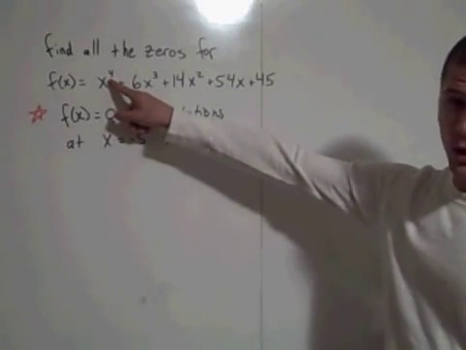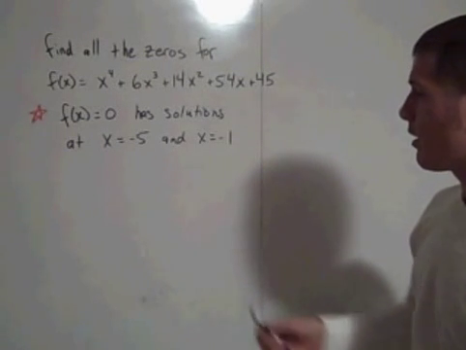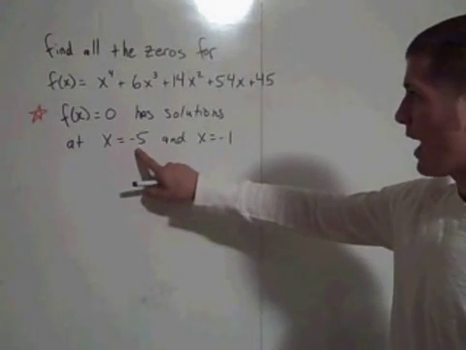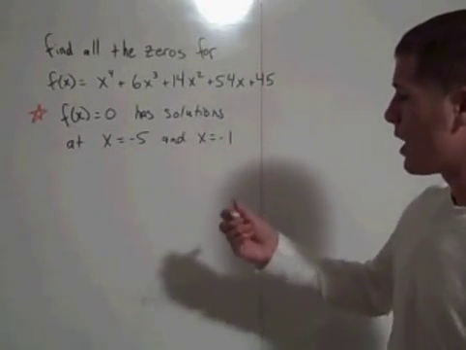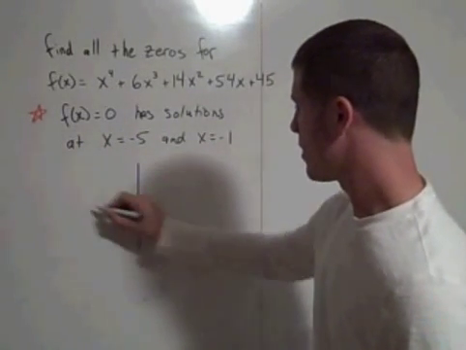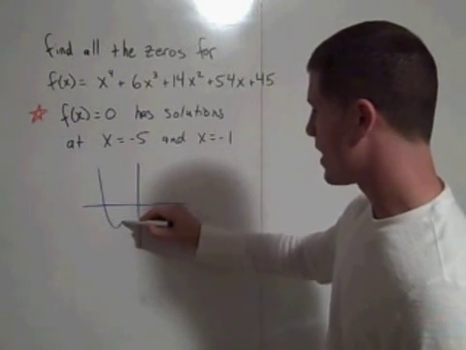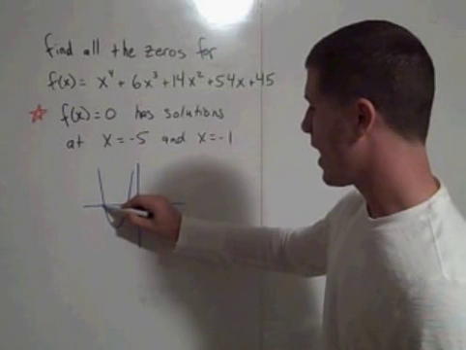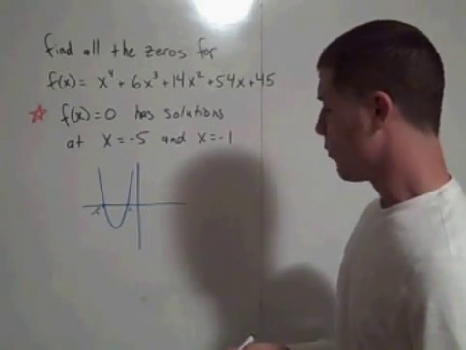The degree is 4, so we know there are 4 zeros. And when you graph this function in your graphing calculator, it's quite apparent that x equals negative 5 and x equals negative 1 are zeros, because when you graph it, it's a 4th degree polynomial and it crosses the x-axis here at negative 5 and here at negative 1.